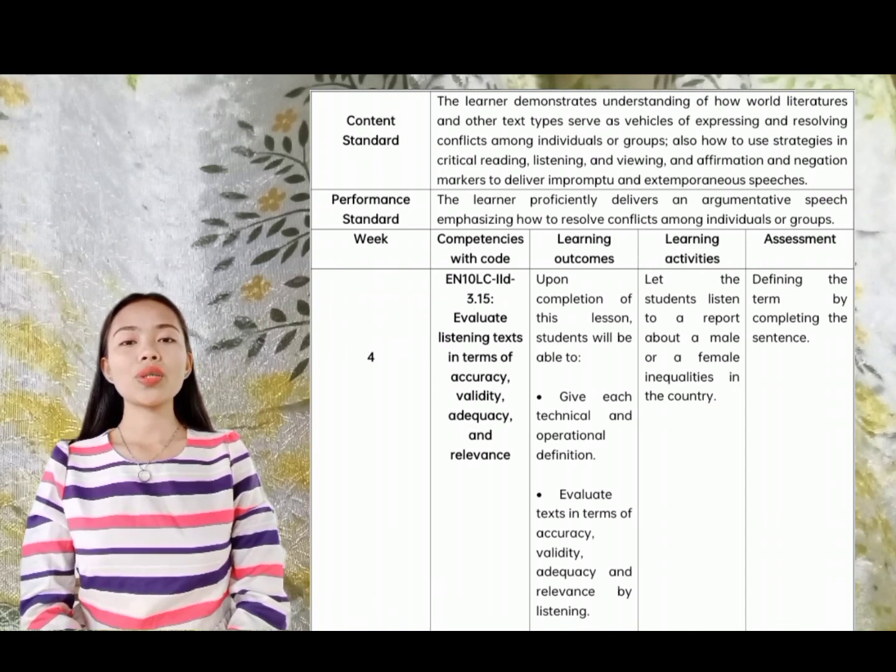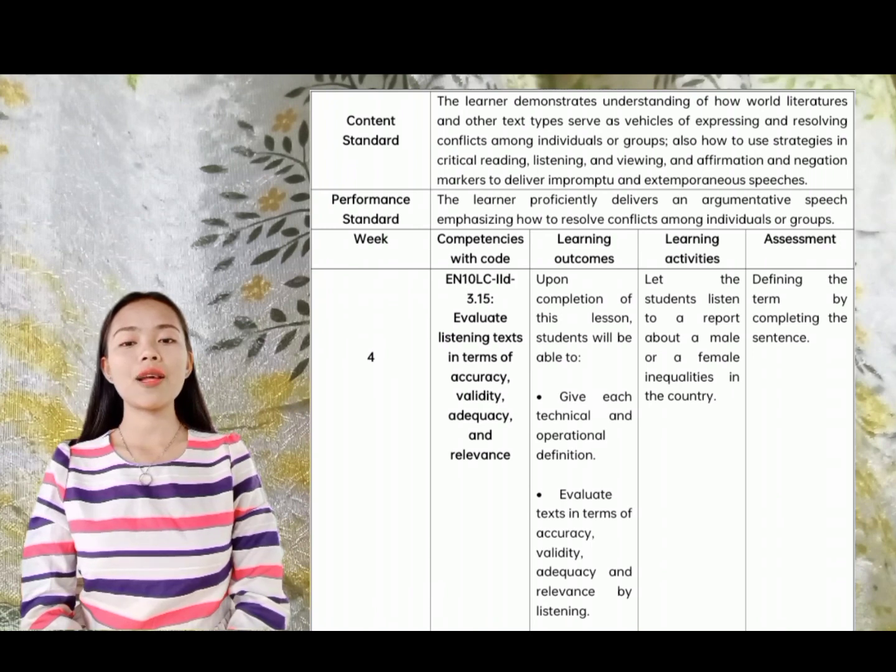So I chose Week 4 with the code EN10LC-IID-3.15: Evaluate listening text in terms of accuracy, validity, adequacy, and relevance. So the learning outcomes are: upon completion of this lesson, students will be able to first give each technical and operational definition. The second one is evaluate text in terms of accuracy, validity, adequacy, and relevance by listening.